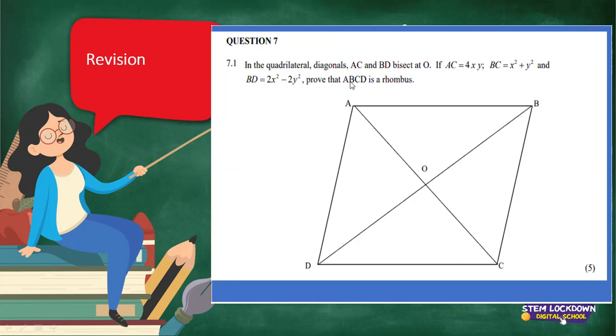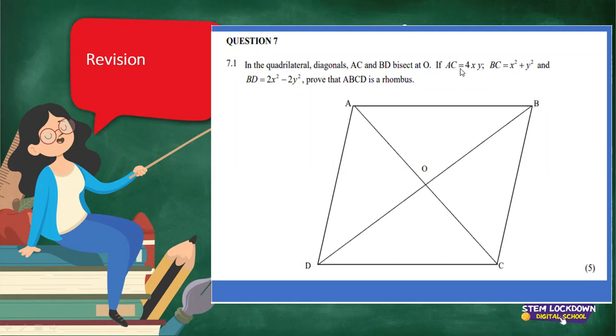Prove that ABCD is a rhombus. Okay, they say again, in the quadrilateral, the diagonals AC and BD bisect at O.